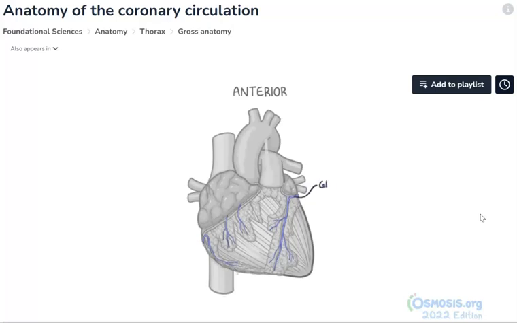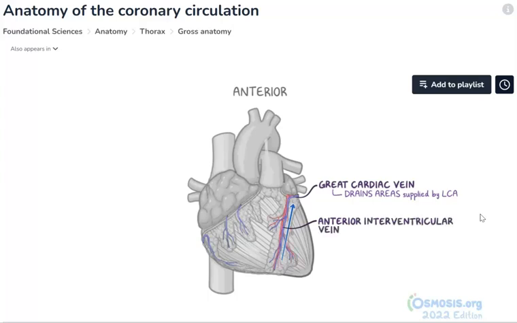On its left side, on the anterior surface, it receives the great cardiac vein, which is the main tributary of the coronary sinus and drains the areas supplied by the LCA. The great cardiac vein begins as the anterior interventricular vein near the apex of the heart, which accompanies the anterior IV branch of the LCA towards the coronary sulcus. Then it turns left, and this second part of the great cardiac vein runs around the left side of the heart with the circumflex branch of LCA to reach the coronary sinus.